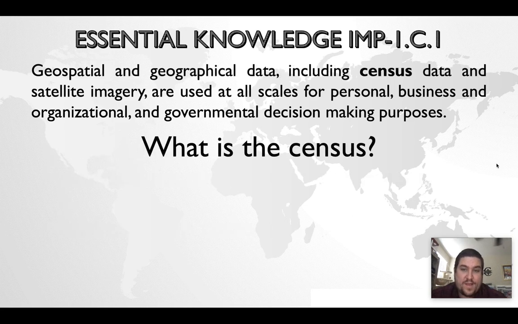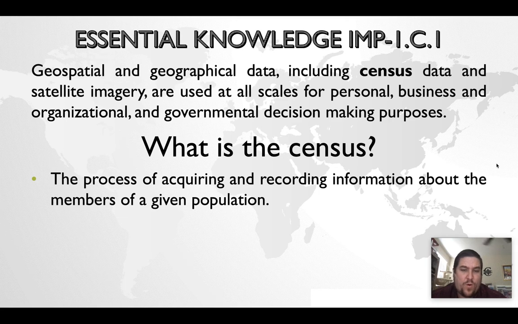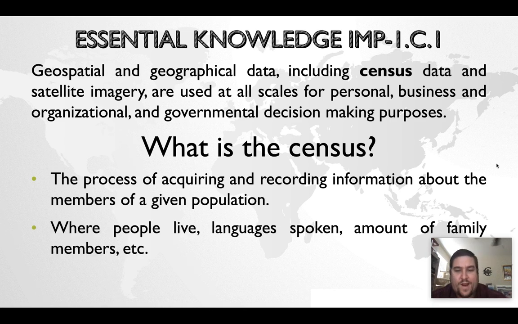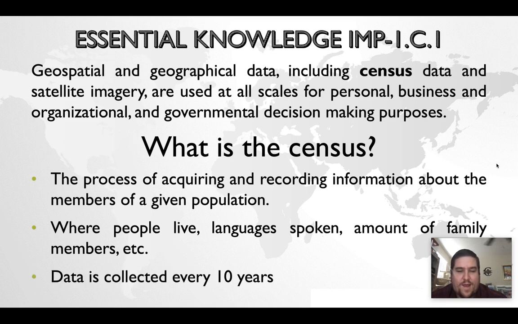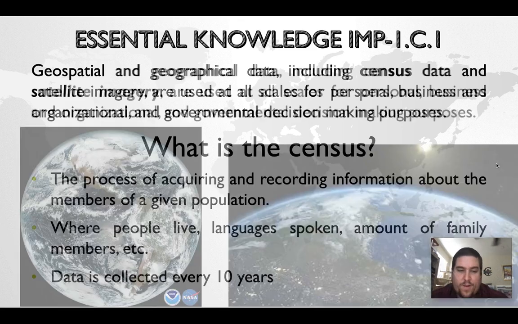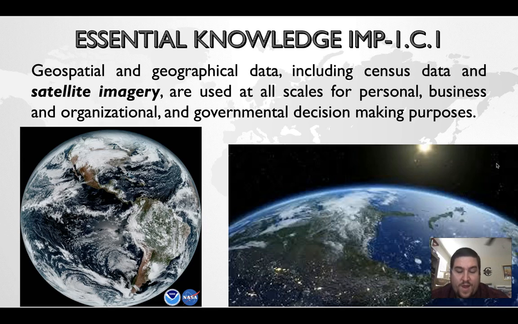Through the census data, we talked about this, the process of acquiring and recording information about the members of a given population. The United States does it every 10 years. Typically, we do where people live, languages spoken, amount of family members, that kind of stuff. We do it in 2000, 2010, 2020, 2030. It's every 10 years. It's pretty straightforward. Satellite imagery is satellite images.